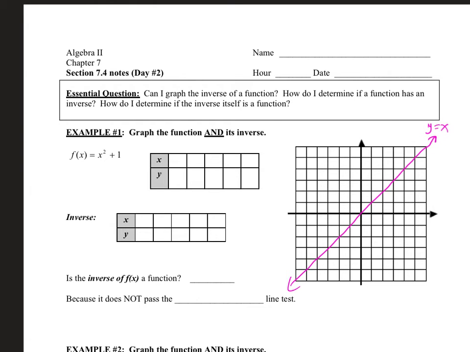So basically we're going to graph over the line y equals x. The way you do that is you find points and then you switch x and y, okay? But basically you can reflect it over the y equals x line. So let's go ahead and do that here.